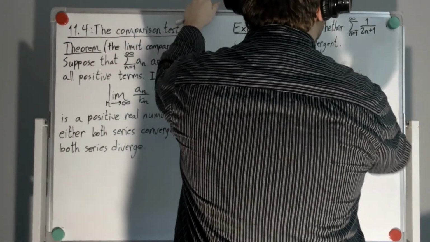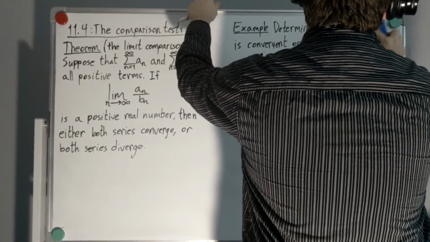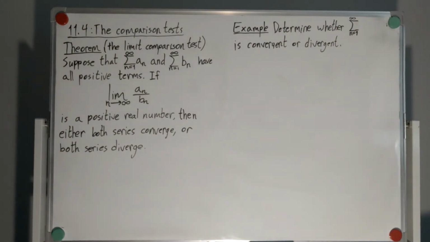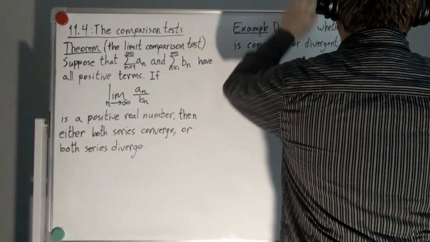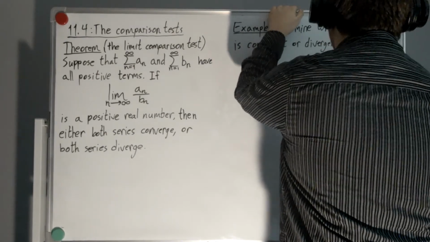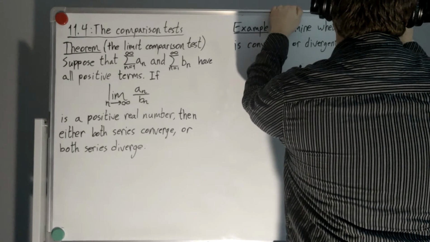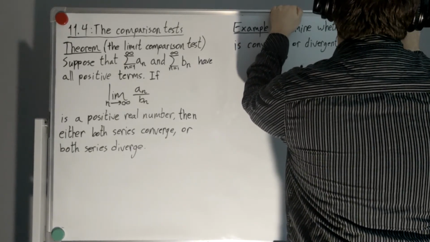So let's do one more example of how this other theorem can be used. This one is going to be the sum from n equals 3 to infinity of n plus 2 over n plus 1 cubed. So we have n equals 3 to infinity, n plus 2 divided by n plus 1 cubed.